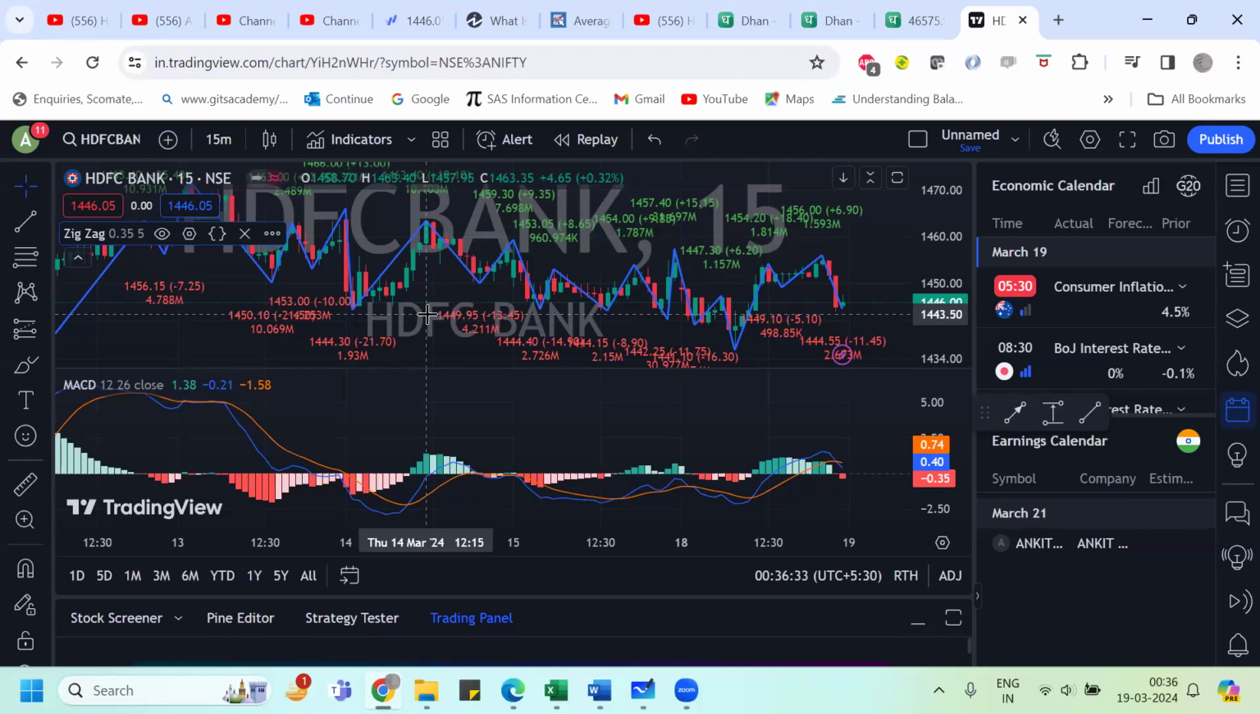The MACD is still showing the bullish signal, but the stock started falling down. Then somewhere here the selling signal should develop, but the buying signal is developing here. So price action and MACD are not working very appropriately with each other.